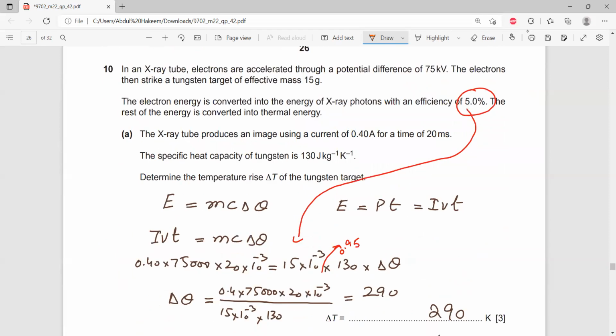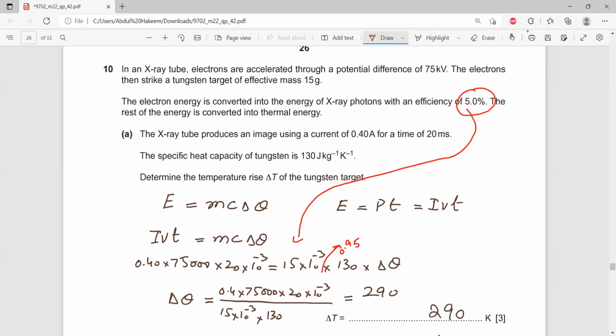Next question. In an X-ray tube, electrons are accelerated through a potential difference of 75 kilovolt, 75,000. The electrons then strike a tungsten target of effective mass 15 gram. The electron energy is converted into the energy of the X-ray photon with an efficiency of just 5%. The rest of the energy is converted into thermal energy. The X-ray tube produces an image using a current of 0.40 ampere for a time of 20 milliseconds. The specific heat capacity of tungsten is 130 joule per kg per Kelvin. Determine the temperature change. Look, E is equal to mcΔθ.